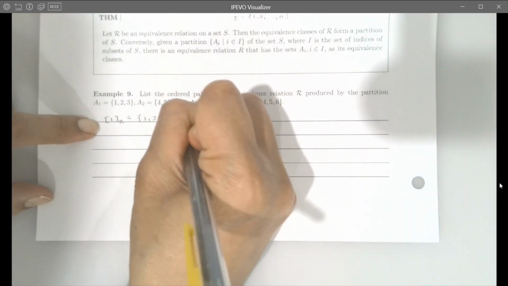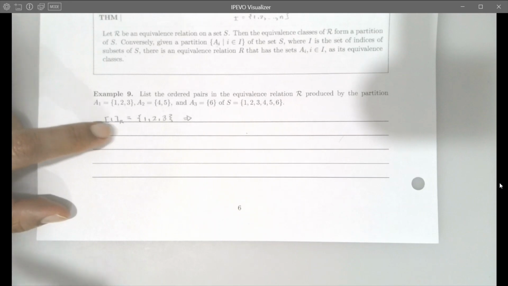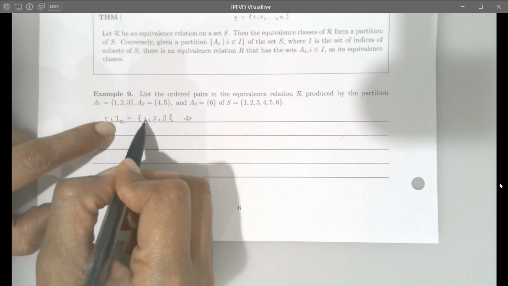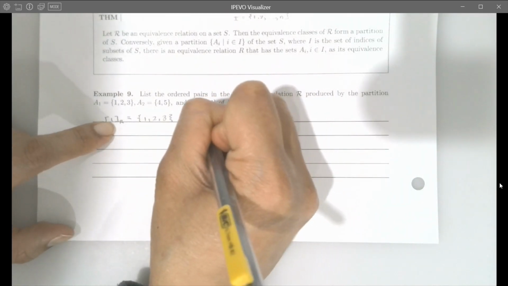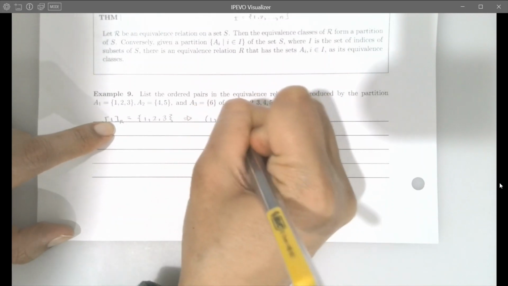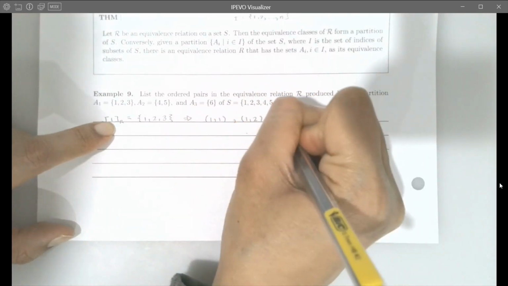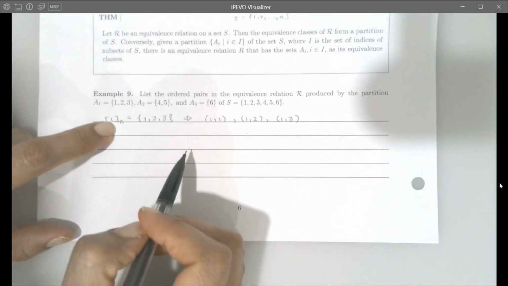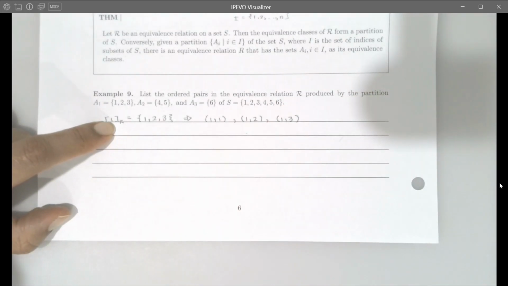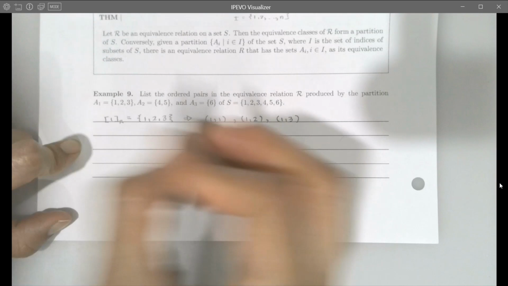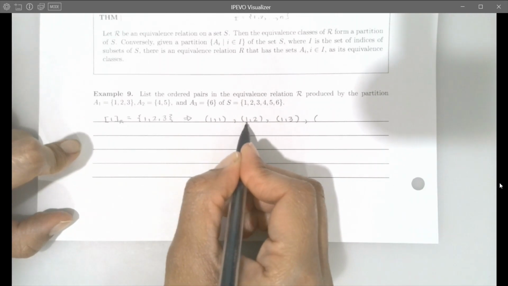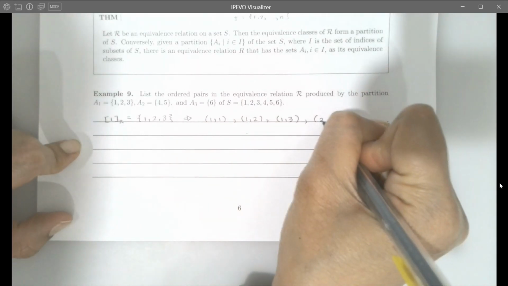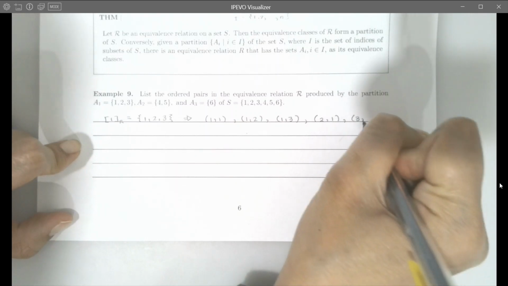And now, if it's a class, that means that this element 1 is going to be paired with every single element of the set. Okay, so we're going to get ordered pairs (1, 1), (1, 2), and (1, 3). But now let's think about what it means for a relation to be an equivalence relation. It means that it has to be symmetric. So for each of these pairs, I'm going to have the ordered pair that switches the two elements. So I'm also going to have the pair (2, 1) and (3, 1).